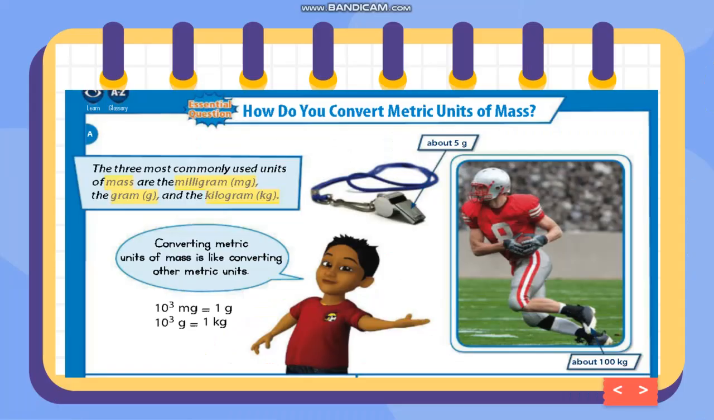Now, how do you convert metric units of mass? The three most commonly used units of mass are the milligram, the gram, and the kilogram. So converting metric units of mass is like converting other metric units. We have here 10 cube. 10 cube means that is 10 multiplied by 10 multiplied by 10. That is equivalent to 1,000. So 1,000 milligram is equivalent to 1 gram. And 1,000 gram or 10 cube gram is equivalent to 1 kilogram.